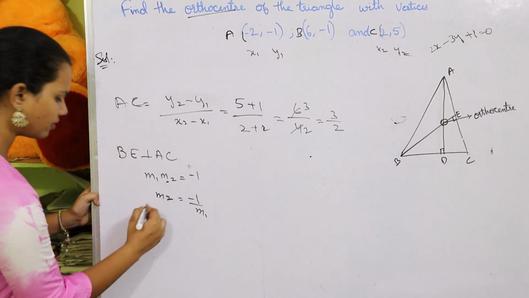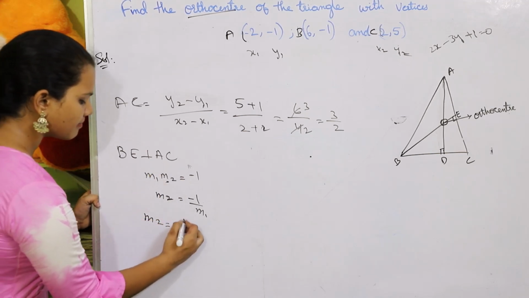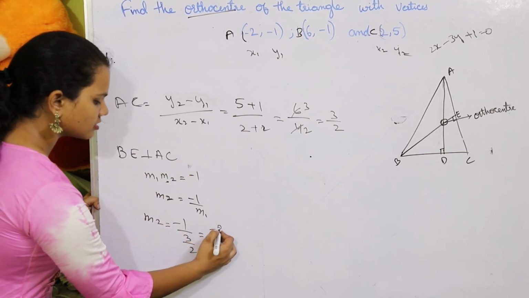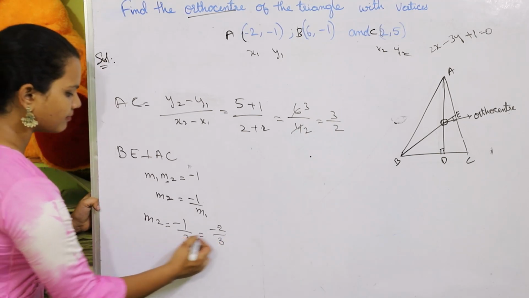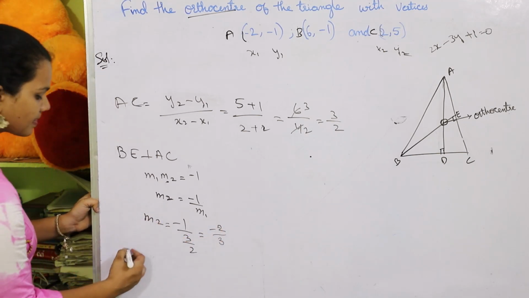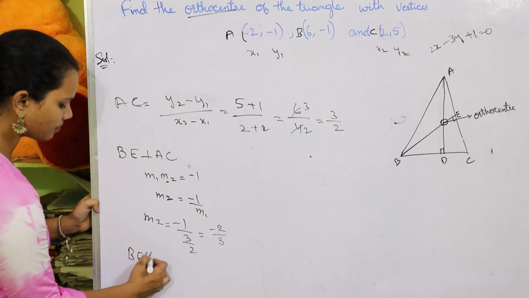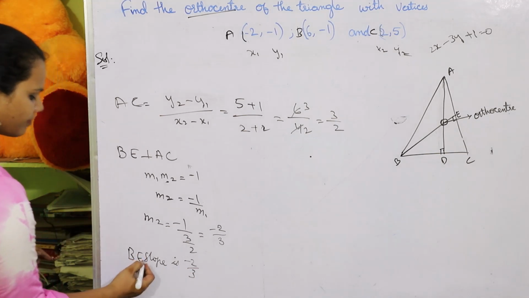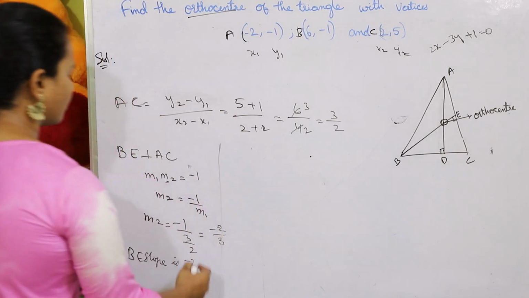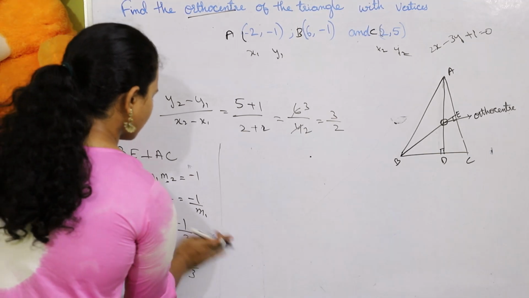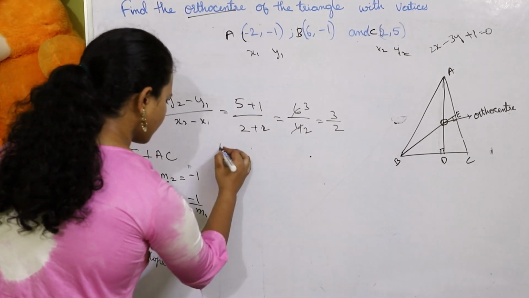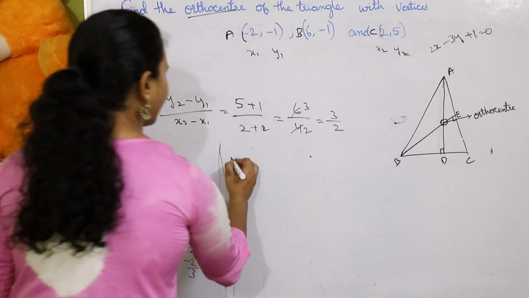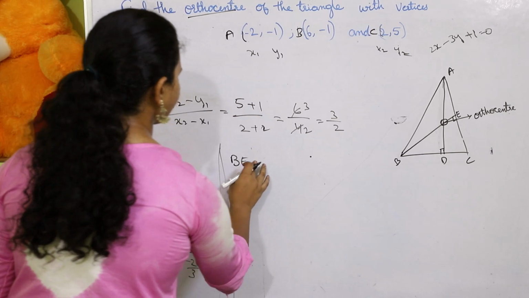m2 value is what? We don't know the m2 value. We need to find out the m2 value. Minus 1 by m1 value, which is what? 3 by 2. Okay, 3 by 2. This is equal to what? Minus 2 by 3 will be the value. Okay, so m2 is equal to what? Minus 2 by 3. So the slope of BE is minus 2 by 3. Clear? Slope of BE I got what? Minus 2 by 3. Now here, for BE, I need to find out the equation for BE, right? I need the equation for BE.